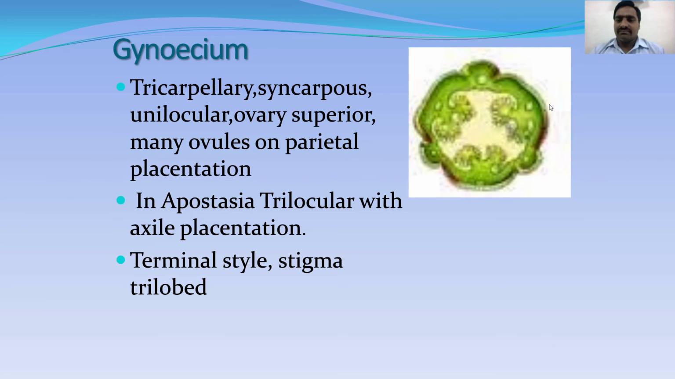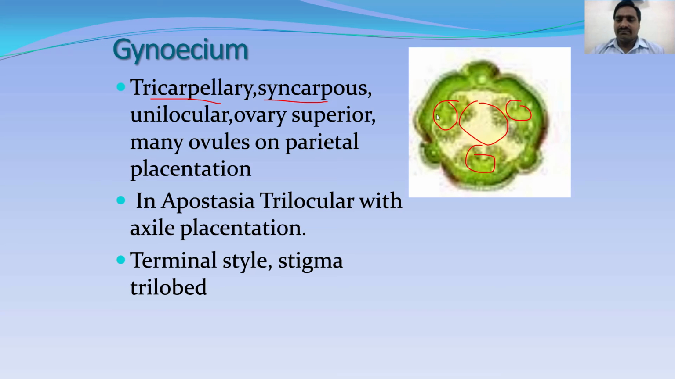Next, what is the gynoecium? You can observe in the Orchidaceae family, the gynoecium is tricarpellary syncarpous. So how many carpels are present? 3 carpels are present. These 3 carpels are syncarpous. Syncarpous means the carpels are fused with each other and form what looks like only one gynoecium. Unilocular, only one locule is present.